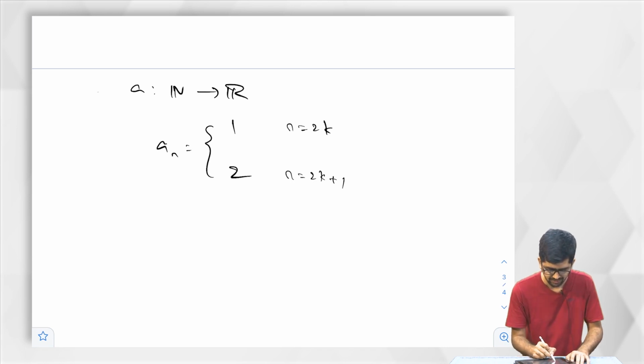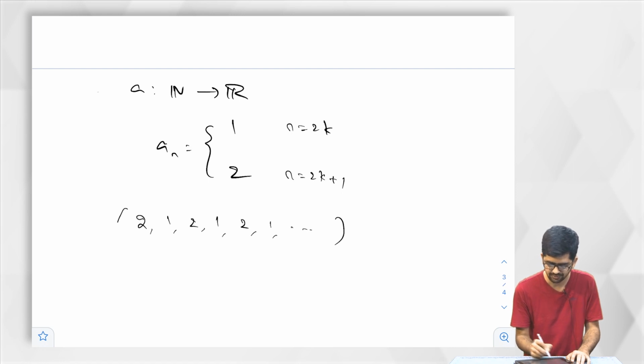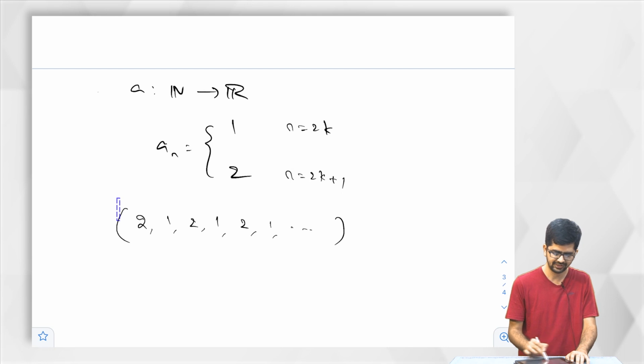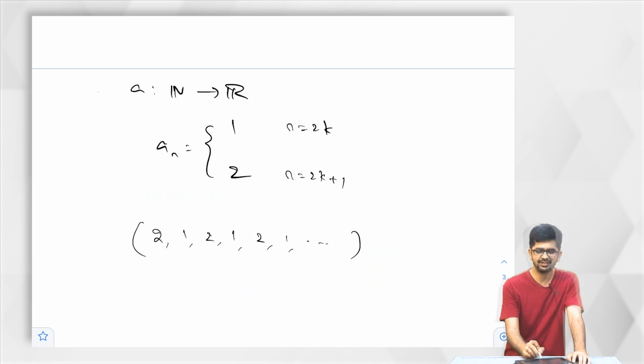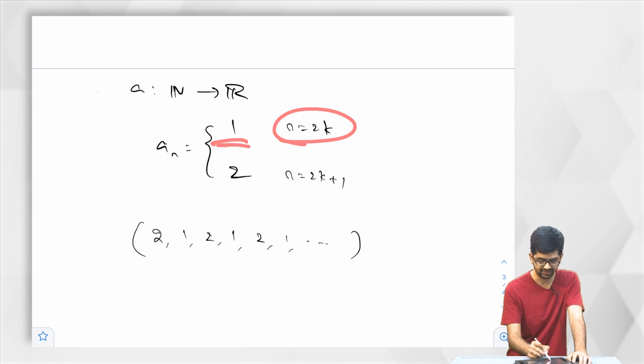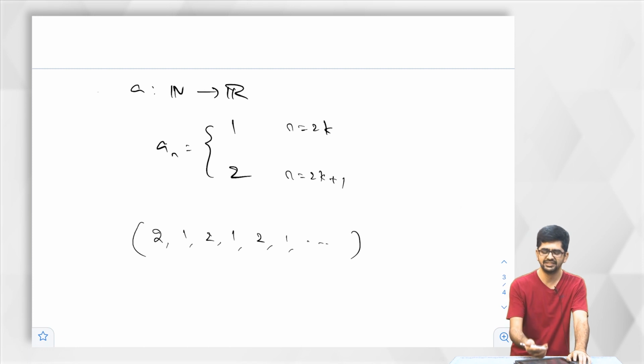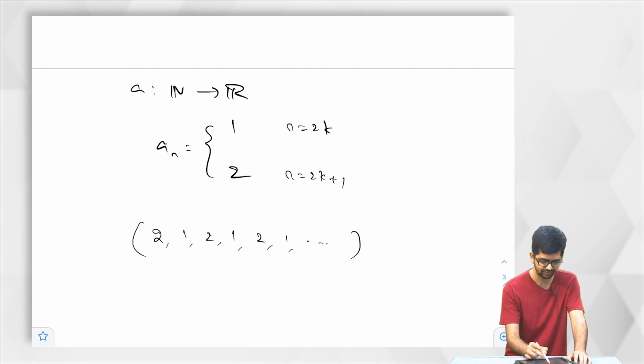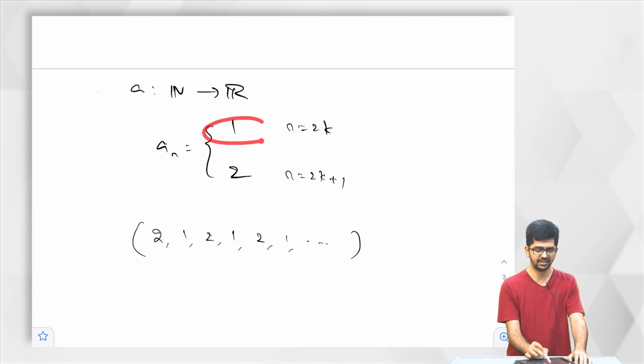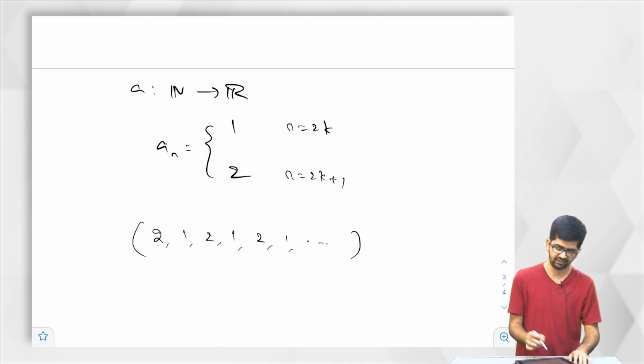So the sequence is the following: 2, 1, 2, 1, 2, 1, and so on. So this is the sequence. Starting at k is equal to 0, this is 2; if k is equal to 1, n is equal to 2, so this is 1 again. We want to see whether this is a convergent sequence or not. This is a bounded sequence, it is only taking two values. The image is a two element set. So is it a convergent sequence?